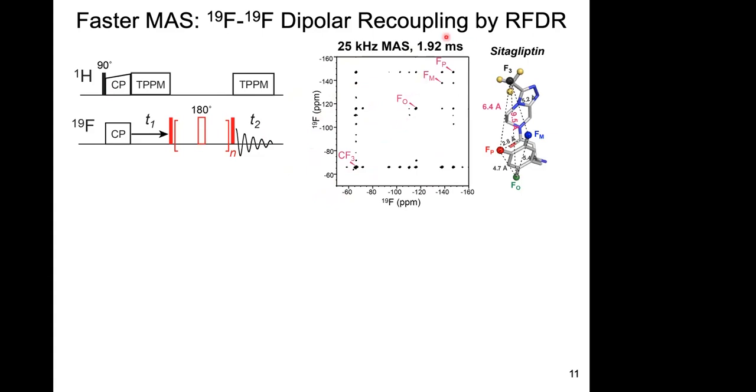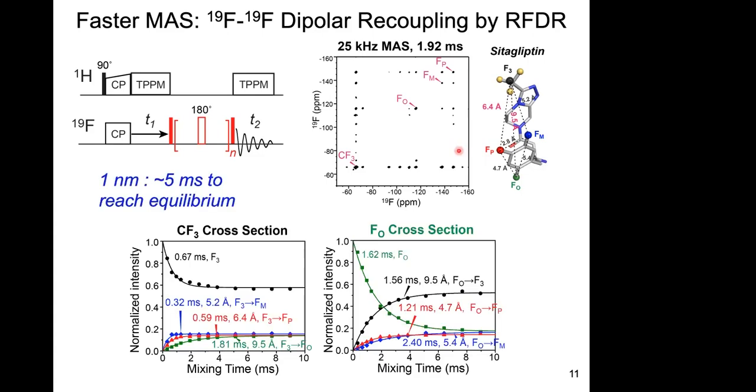That's very good. This is what you expect for active dipolar recoupling. This is an example with 1.9 millimeter rotor, again sitagliptin, and even for the CF3 group, which is at the end of the molecule compared to the aromatic, they can establish cross peaks. So good. Now at a distance on the order of 1 nanometer, say 9 angstrom to almost a nanometer, it takes roughly 5 milliseconds to see these cross peaks equilibrating to where they should be. The buildup time constant is 0.3 millisecond for something which is 5.2 angstrom, and 0.6 and so on.